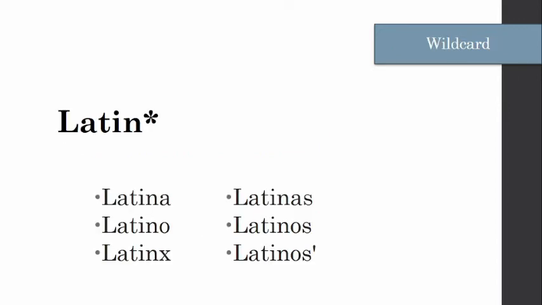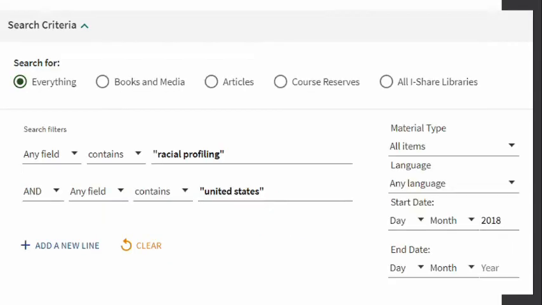Wildcards are an asterisk that you put on the end of a word to allow the database to find anything that comes after it. So in this case, if we use the word Latin and then do a little asterisk, it will also find any result that is Latina, Latino, Latinx, Latinas, Latinos, Latinos, possessive. It could find any variation on that, and probably also a few things that we don't want. But in this case, it would give us a lot more results rather than having to individually search for Latina versus Latino versus Latinx, etc.